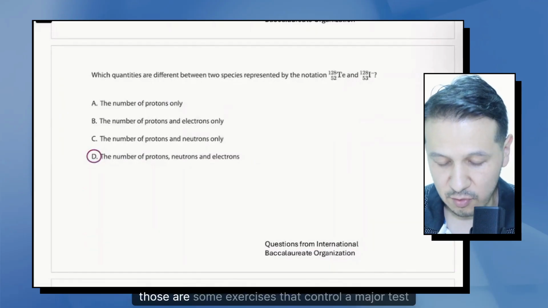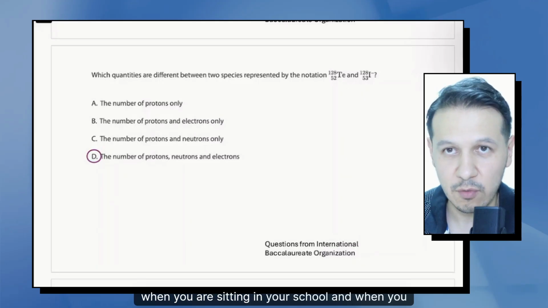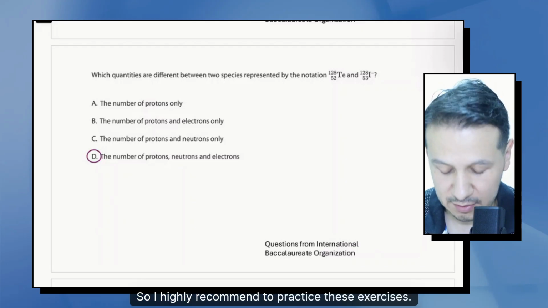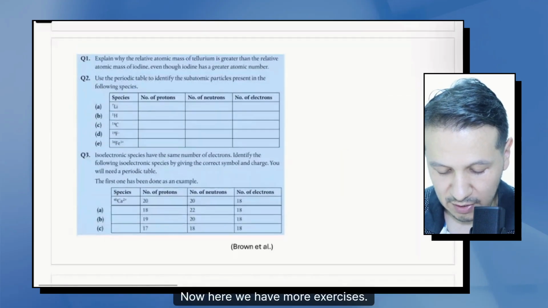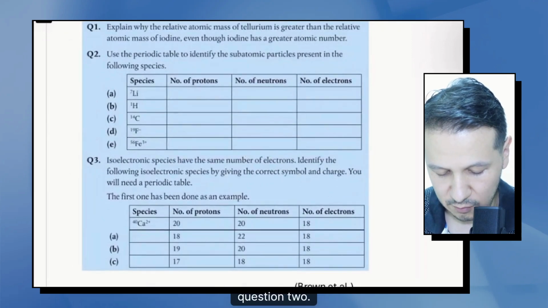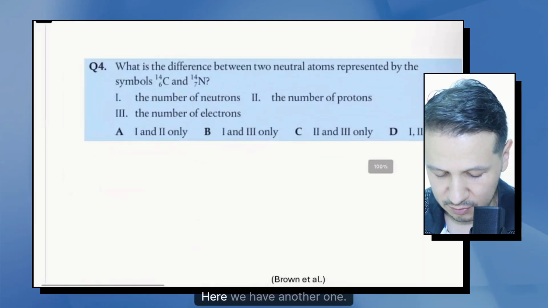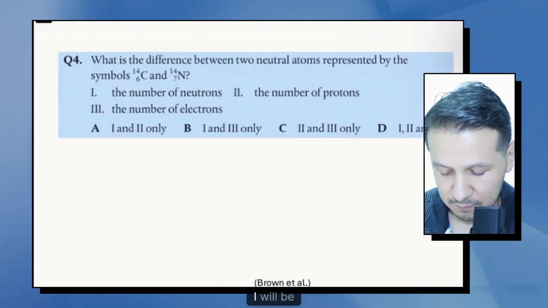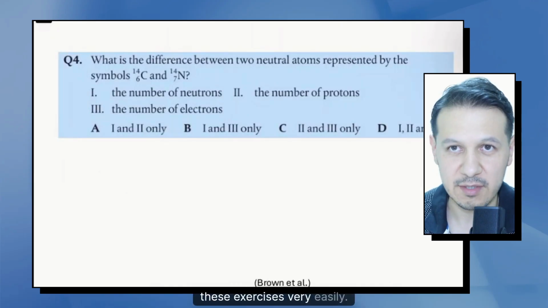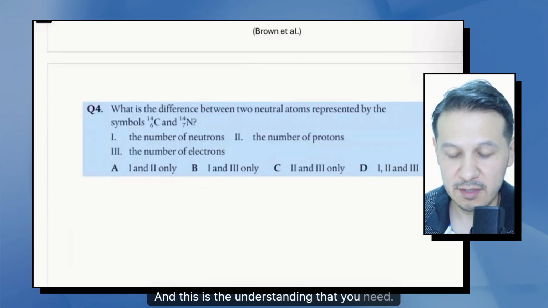Now, guys, those are some exercises that could show up in your test when you are sitting it in your school or when you are sitting the real exam. So I highly recommend to practice these exercises. Now, here we have more exercises. You can stop, take a screenshot, try by your own. This question 1, question 2, question 3. This is taken from the IB book, Pearson. Here we have another one. You will be safe being a student that is able to solve all of these exercises very easily, because those are the exercises that can show up and this is the understanding that you need.